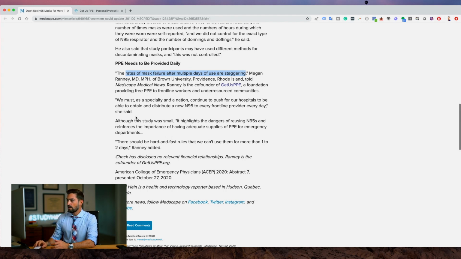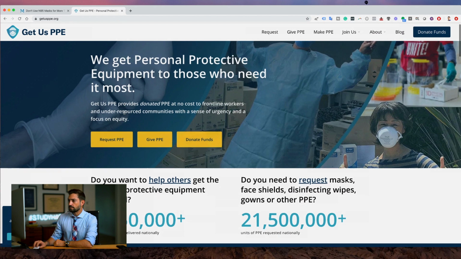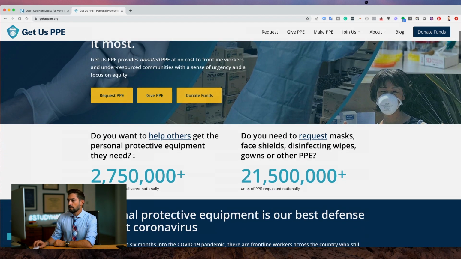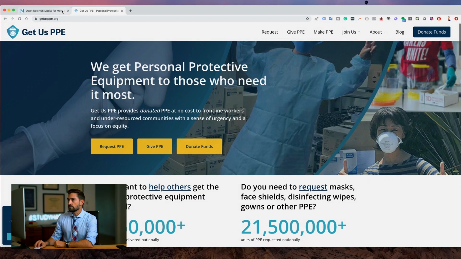I do want to point out Megan Rainey, she is the co-founder of Get Us PPE, and I'm going to go to this website, which is cool. We get personal protective equipment to those who need it most, and essentially it's all donated PPE, or money and all that stuff. So that's pretty awesome. So thank you for doing that.